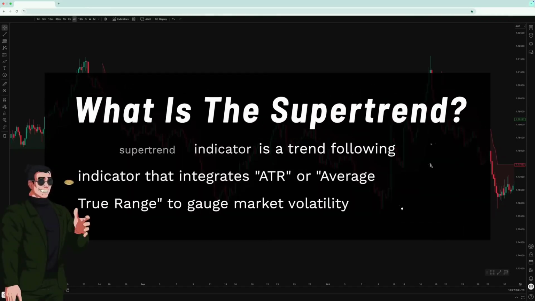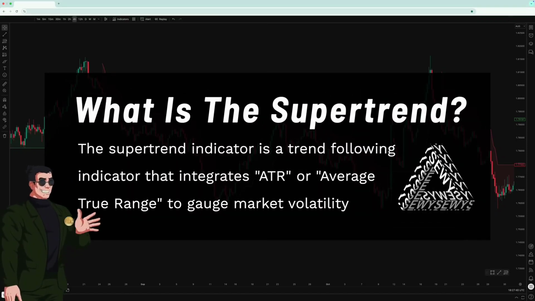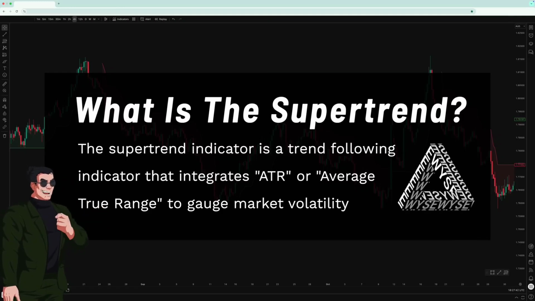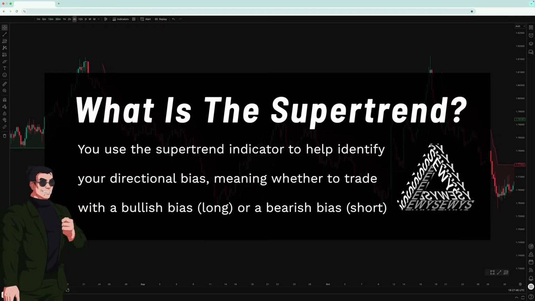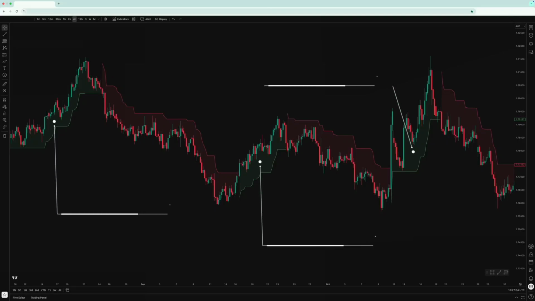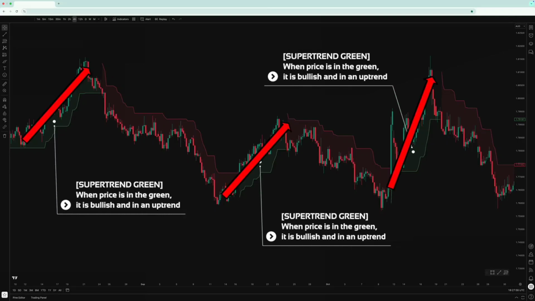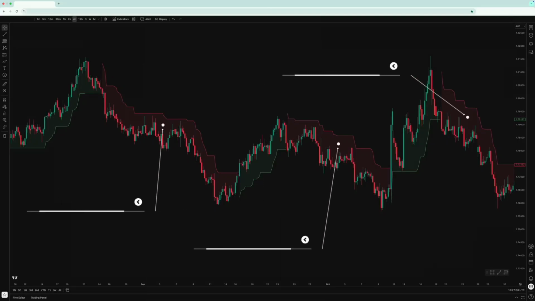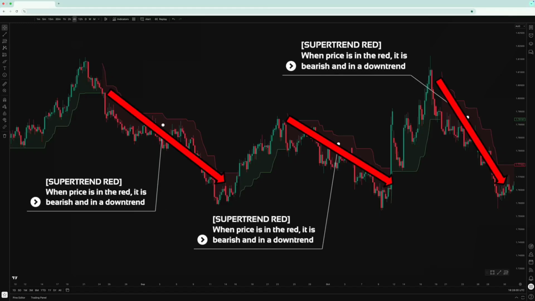The super trend indicator is a trend following indicator that integrates ATR, or average true range, to gauge market volatility. You use the super trend indicator to help identify your directional bias, meaning whether to trade with a bullish bias or a bearish bias. When price is in the green, it is bullish and in an uptrend. When price is in the red, it is bearish and in a downtrend.